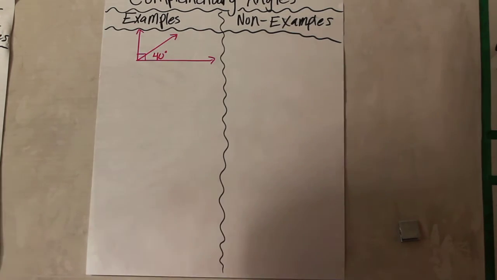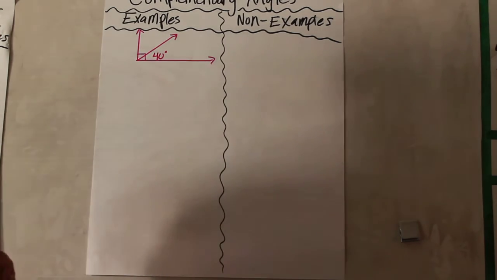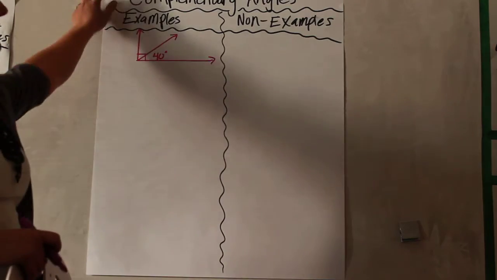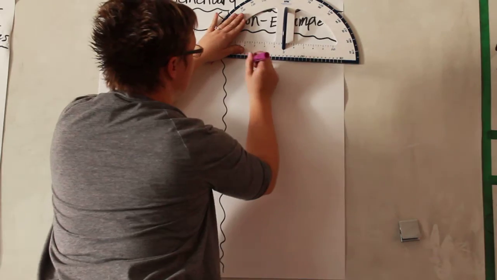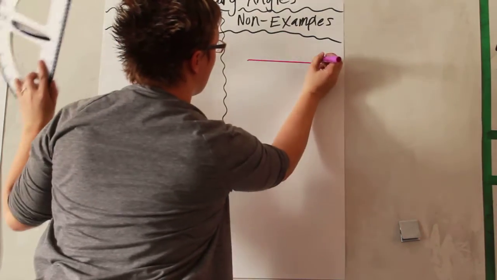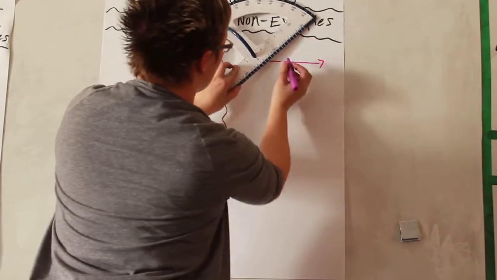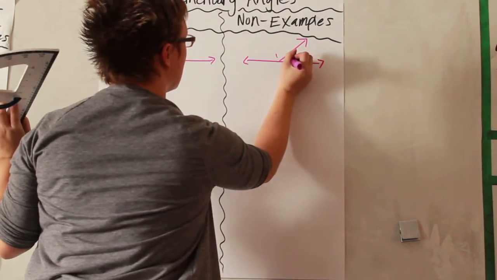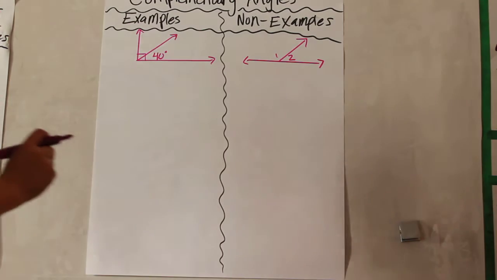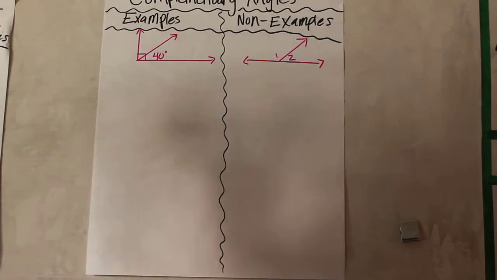So we have a 40-degree angle and a 50-degree angle equaling our 90-degree angle. This is an example of a complementary angle. A non-example would be if I had a similar situation with this line intersected, but it's a straight line. So this line right here equals 180 degrees. Therefore, it is not a complementary angle.